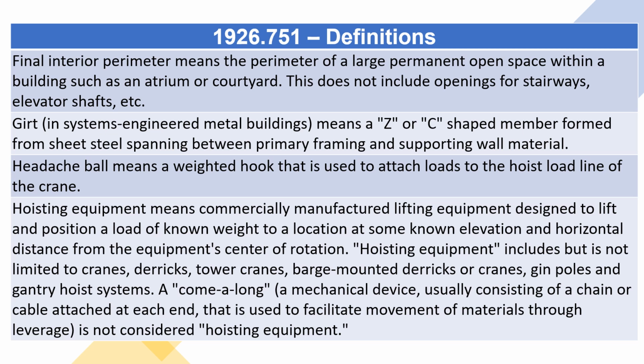Girt, in systems engineered metal buildings, means a Z or C-shaped member formed from sheet steel spanning between primary framing and supporting wall material. Headache ball means a weighted hook that is used to attach loads to the hoist load line of the crane. Hoisting equipment means commercially manufactured lifting equipment designed to lift and position a load of known weight to a location at some known elevation and horizontal distance from the equipment's center of rotation. Hoisting equipment includes, but is not limited to, cranes, derricks, tower cranes, barge-mounted derricks or cranes, gin poles, and gantry hoist systems. A come-along, a mechanical device, usually consisting of a chain or cable attached at each end, that is used to facilitate movement of materials through leverage, is not considered hoisting equipment.